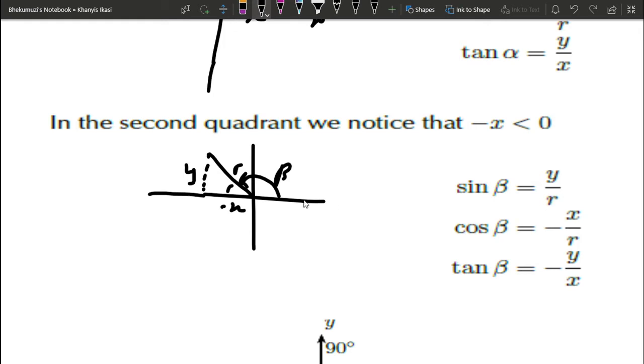Y over r is still positive, because y is still positive in the second quadrant and r is still positive. But when we look at cos beta, where we have to take the adjacent side, which here is actually x, so it's negative x divided by r, which is positive, and therefore the cos function becomes negative x over r. And you'd see the same thing happening to tan beta, where it will be minus y over x.